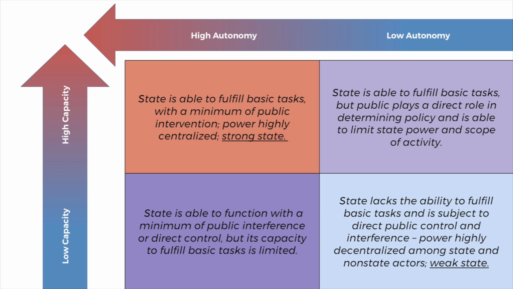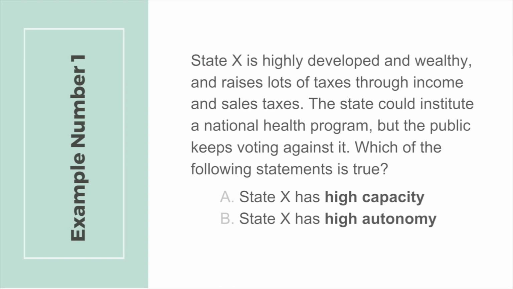To get a better understanding of this chart, let's try a few examples together. Take a moment and think about this example. State X is highly developed and wealthy and raises lots of taxes through income and sales taxes. The state could institute a national health program, but the public keeps voting against it. Which of the following statements is true? A. State X has high capacity, or B. State X has high autonomy?